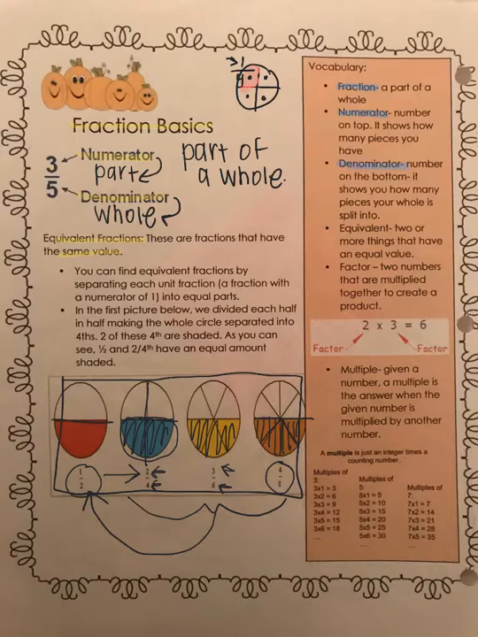The denominator is on the bottom. It shows how many pieces your whole is divided into. Every single whole number, like the whole number 4, has a denominator of 1 because it's a whole number. It's not split into any pieces. It's one piece.